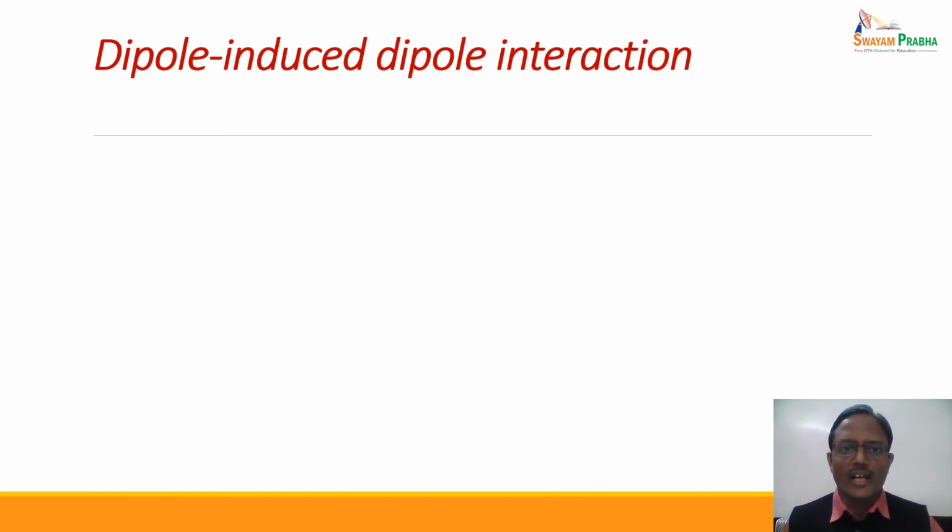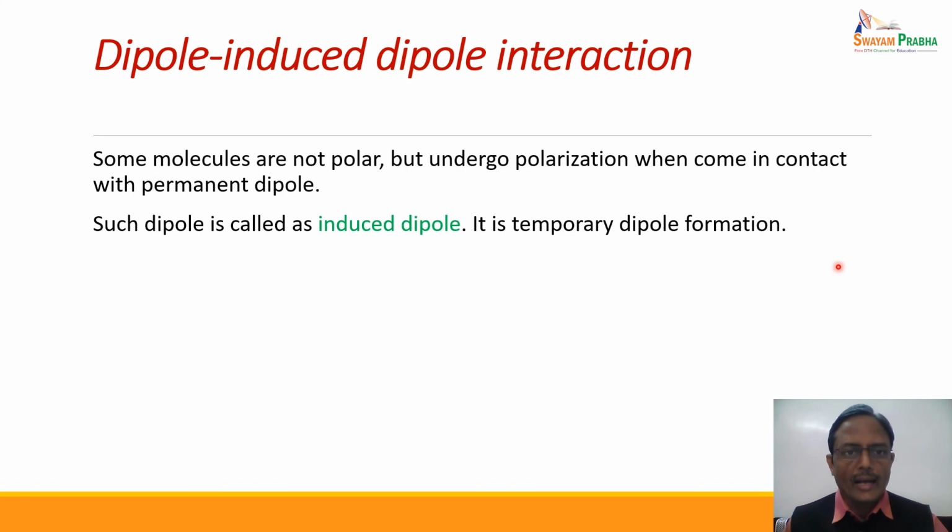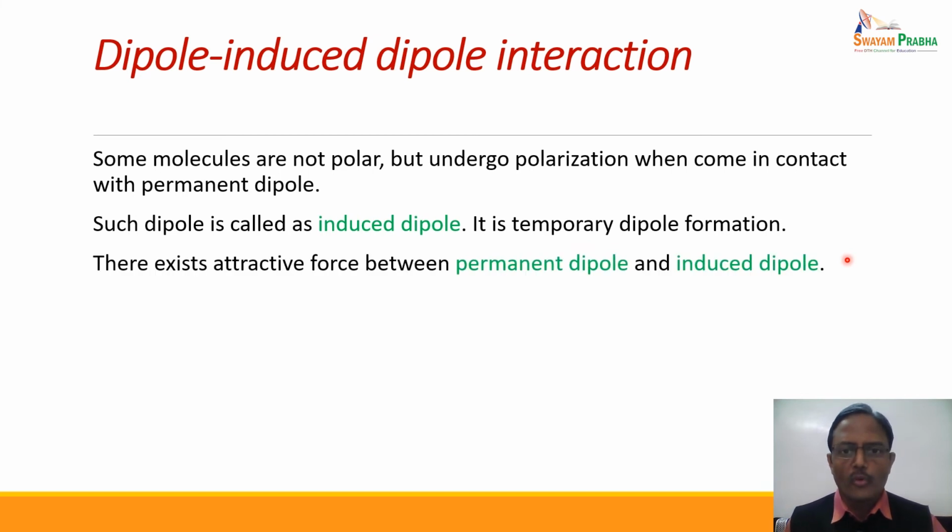The third type of interaction is the dipole-induced dipole interaction. Now this is an interaction between a permanent dipole and an induced dipole. Some molecules are not polar but undergo polarization when they come in contact with a permanent dipole, and such a dipole is called an induced dipole, which is a temporary dipole formation. The force of attraction between a permanent dipole and an induced dipole is called a dipole-induced dipole interaction.